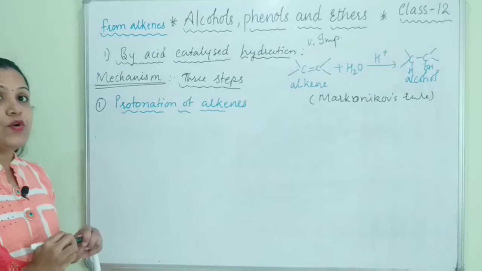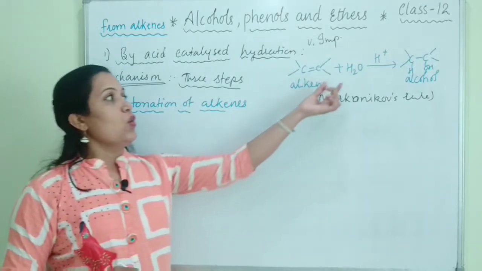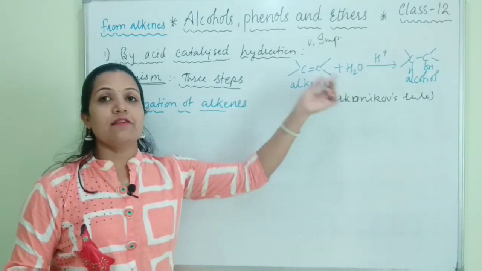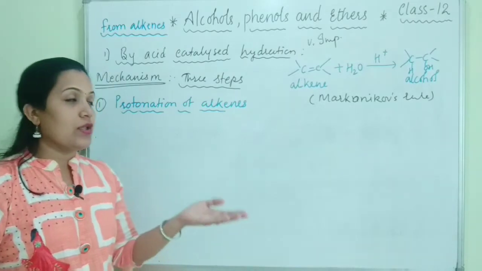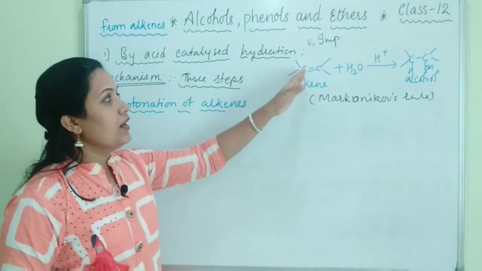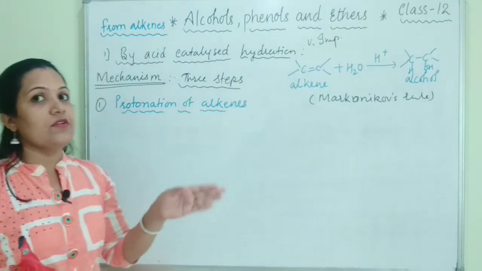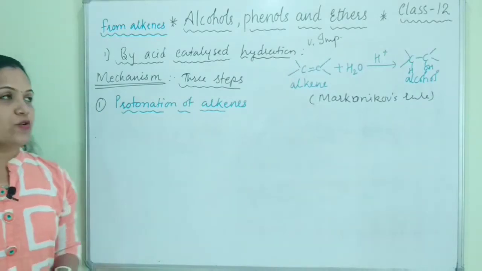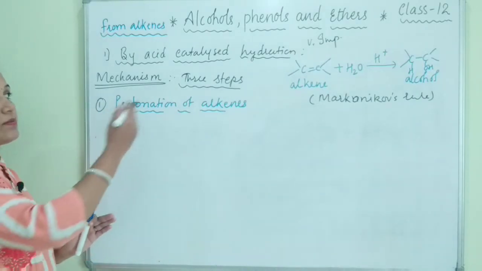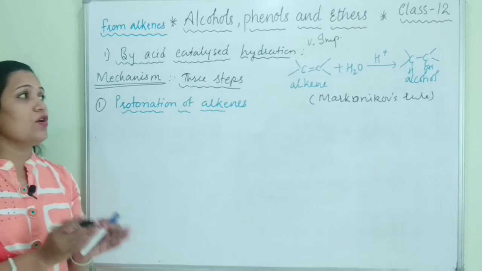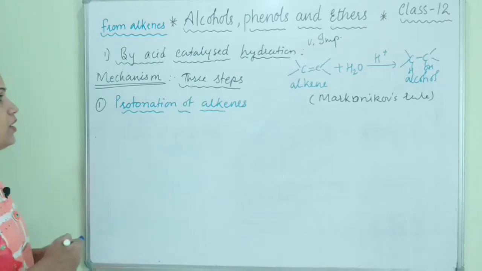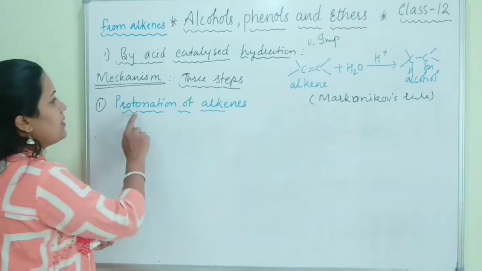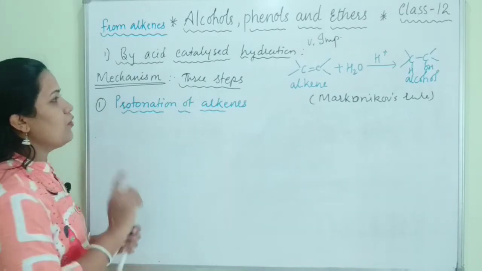Markovnikov's rule says that the OH, or the negative part of the adding molecule, goes to that carbon atom which has fewer hydrogens. That rule we know very well, and this also occurs in terms of Markovnikov's rule. Now let's see its mechanism, that is, the protonation of alkenes.